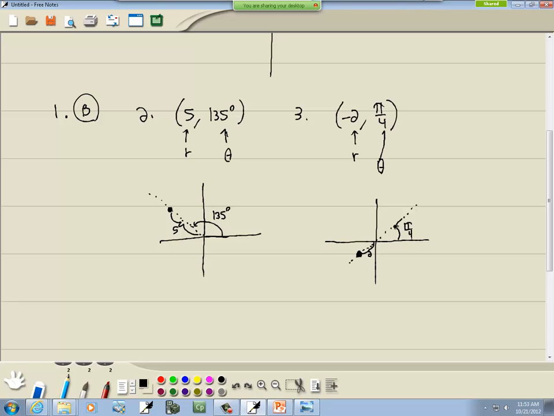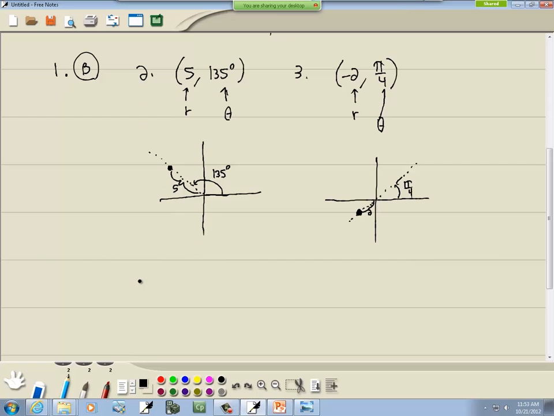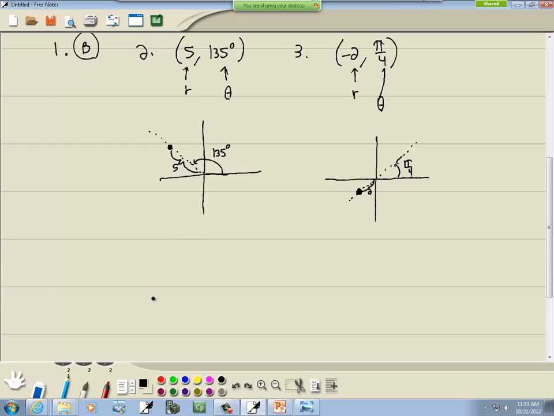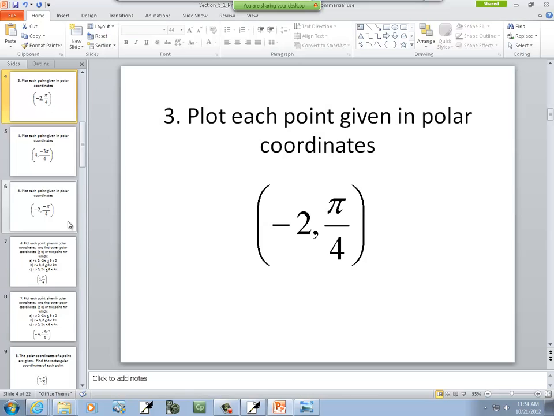Again, we used our angle to tell us where we start. If it's a positive 2, we go the same direction as that angle. If it's a negative 2, we go completely the opposite direction, 180 degrees over there. So that would be our answer. Now I'm not putting any tick marks on my axis here, so if you don't have any tick marks, it's kind of vague. All I'm trying to demonstrate here is where it is located.